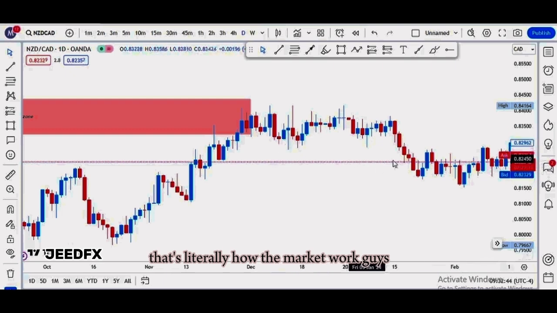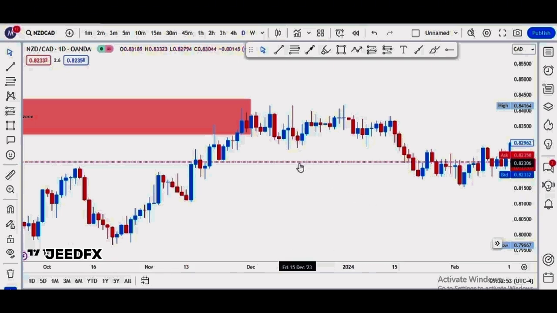That's literally how the market works, guys. You gotta work on yourself. You gotta stay patient. You gotta know that it takes time.